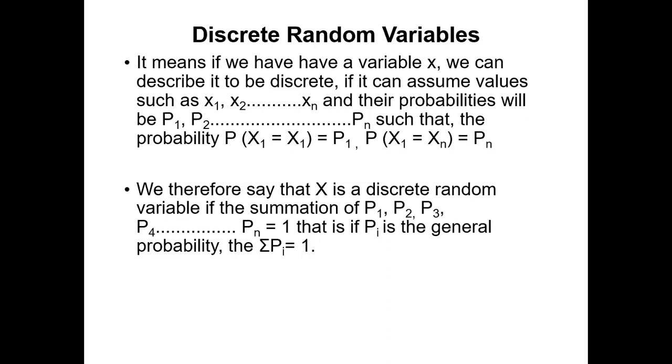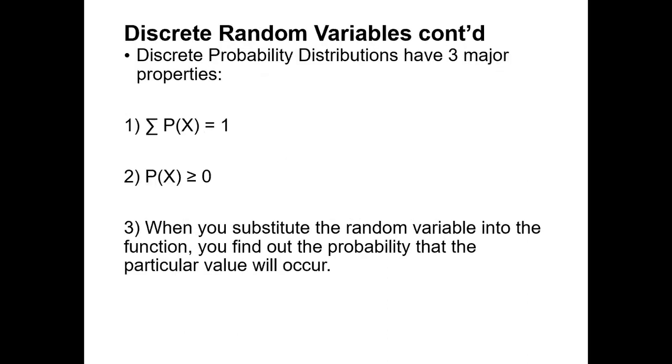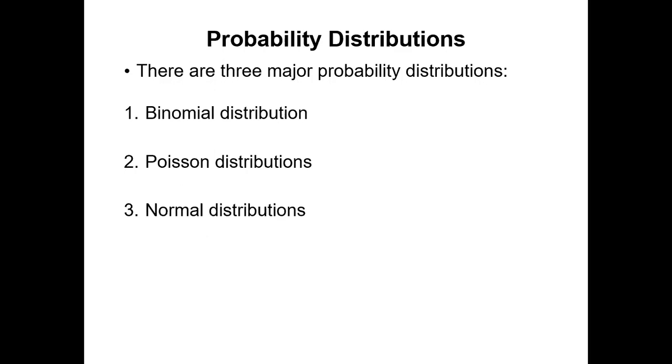Discrete random variables have three major properties. Number one, if you sum all the probabilities, you should get one. Number two, the probability of attaining a certain variable should be greater than or equal to 0. We can't have negatives. When you substitute the random variable into the function, you find the probability that the particular value will occur.